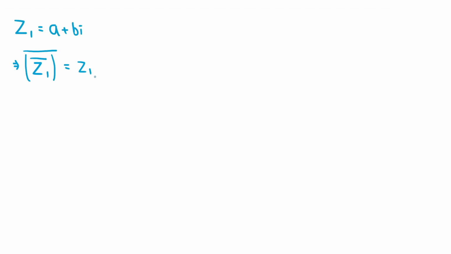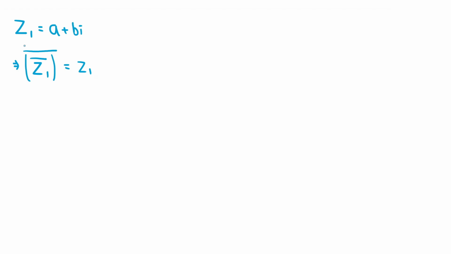So the first property we're going to prove is z1 conjugate conjugate is equal to z1. This basically just means that if we have a complex number z1 and we take the conjugate, and then we take the conjugate again, we just end up with the original number z1. This intuitively makes sense because the conjugate inverts the sign before the complex part, so if we invert the sign twice, we end up with the same sign that we started with.